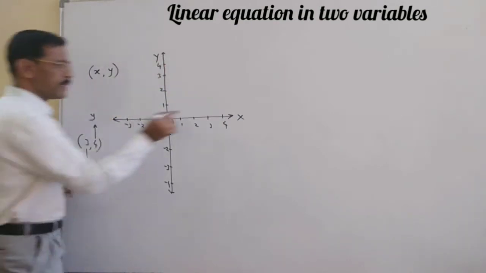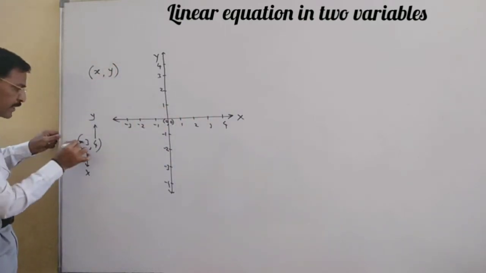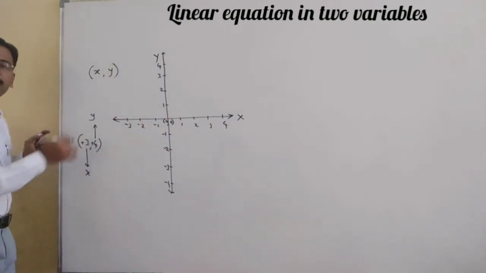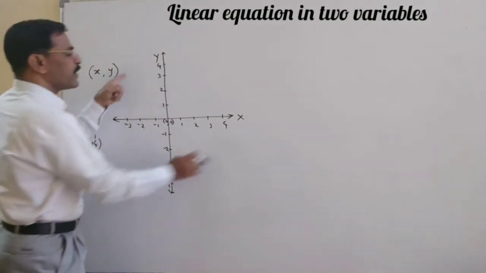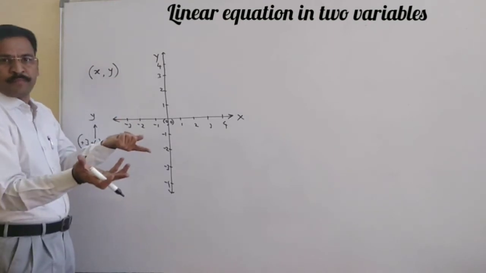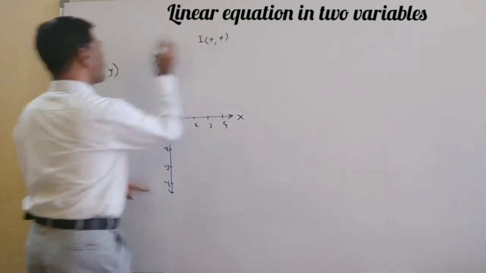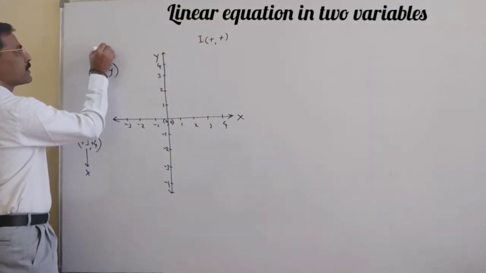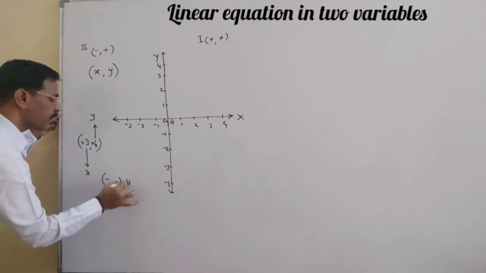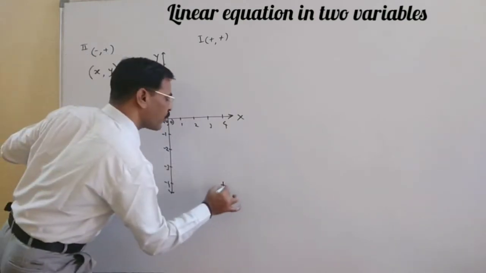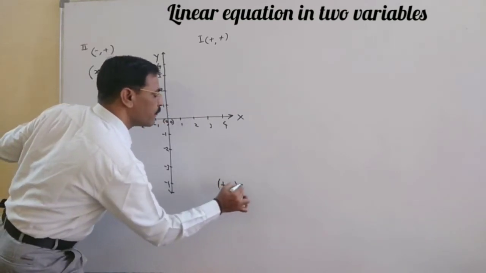Okay friends? Now see here, and one more very important thing: plus and plus. That means this particular point lies in the first quadrant. No need to observe the second, third and fourth one. Here we already know this is plus, plus, the first quadrant. This is minus, plus, the second quadrant. This is minus, minus, the third quadrant. And plus, minus is the fourth quadrant.